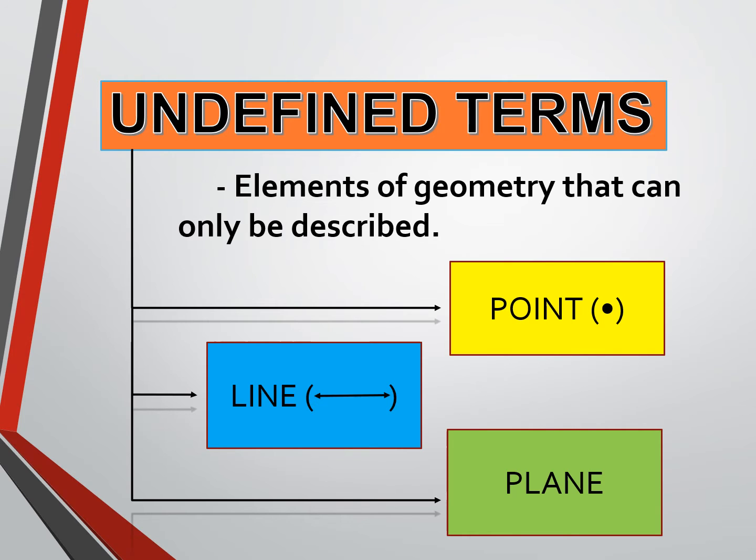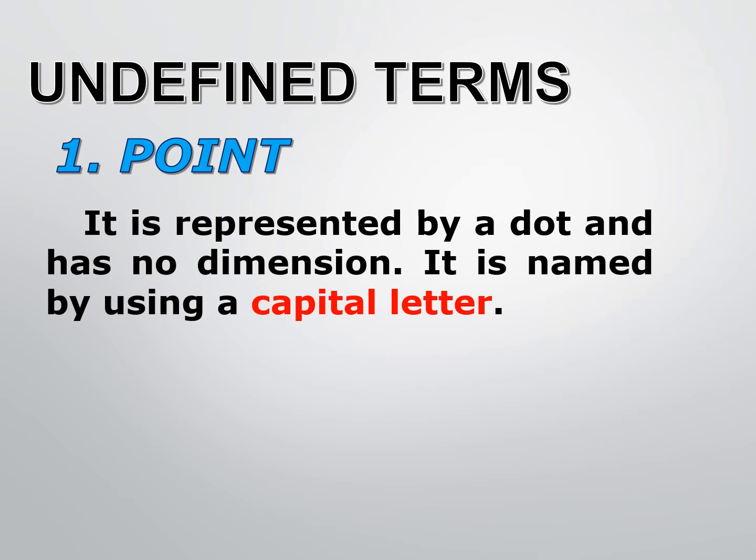Let's see. First, we have a point. It is represented by a dot and has no dimension. It is named by using a capital letter. Meaning if there is no dimension, there is no width, there is no length, there is no height. That's the meaning of no dimension. It is named by using a capital letter. Examples.